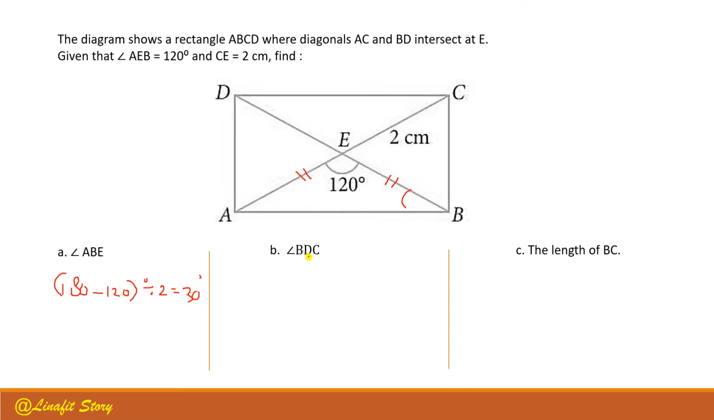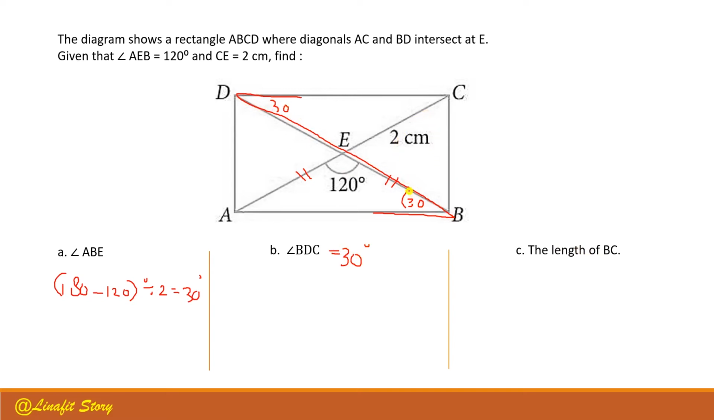To get BDC, there is a Z shape. Z shapes are equal. So BDC is equal to 30 degrees. And then we will find the length of BC.